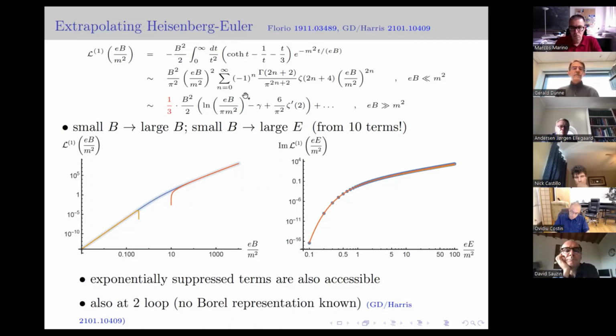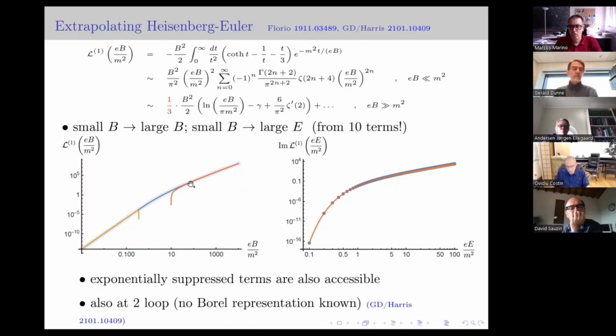So now we can ask the question, suppose we didn't know this, and we didn't know this full expression, and we didn't know this, but we just knew some number of terms of the weak magnetic field expansion, let's say 10 terms. Can you extrapolate from weak magnetic field to strong magnetic field? And can you rotate from B to iE, which is the analytic continuation that turns a magnetic field into an electric field? And the answer is surprisingly yes. Here over, I think, 6 or 7 orders of magnitude.